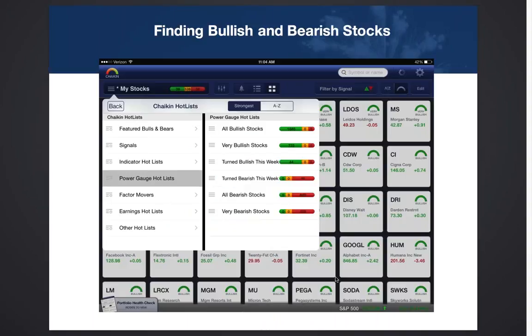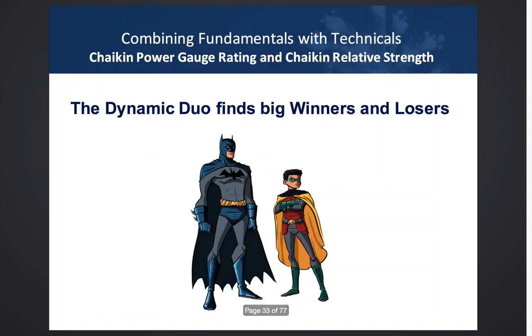Now, we help you find these bullish and bearish stocks with our list manager that incorporates Chaikin hot lists. I've just shown an example of that on the screen because, again, there's a lot of stocks that we cover, 5,000 of them, U.S. equities and ADRs. So we have lists of all bullish stocks, stocks that turn bullish this week, and so forth. Make it simple to find the right names.